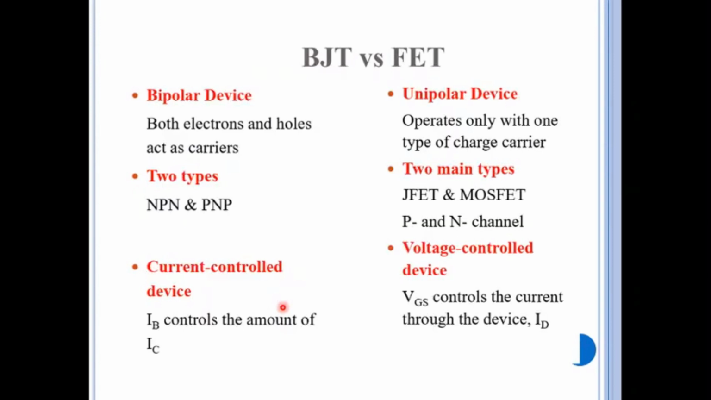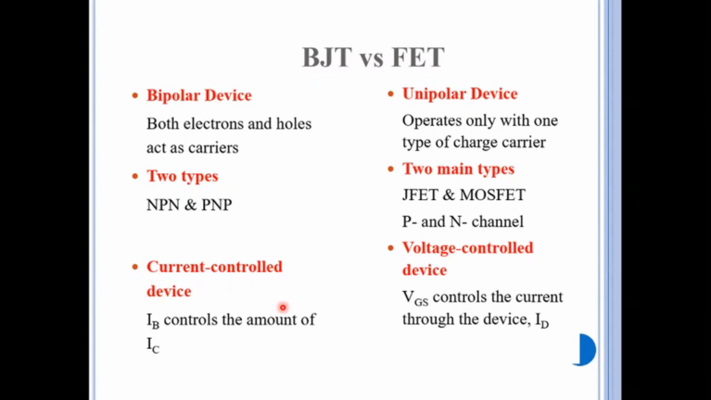Okay, this slide compares the BJT and the FET. The BJT is a bipolar device because both electrons and holes act as carriers to flow the current. But the FET is called a unipolar device because it operates with only one type of charge carrier. In terms of type, the BJT has two types, NPN and PNP. The FET actually has many types, depending on your classification. If you classify by channel type, the FET has two types, P-channel and N-channel.